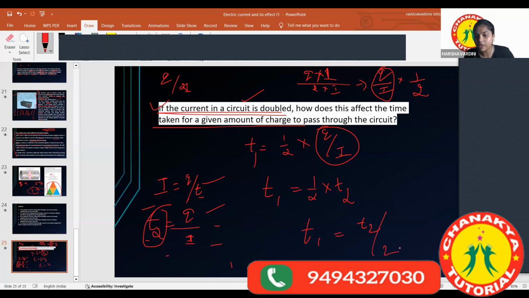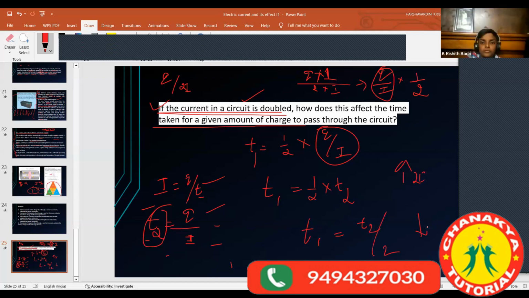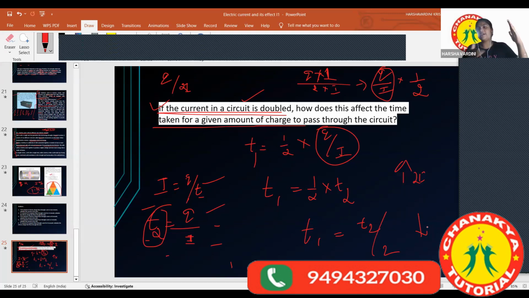So, when I increase the current 2 times, my time is going down 2 times. Right? Normally, we all know, if I increase current, time will decrease because they're inversely proportional. But how to prove that? Got it, everybody?